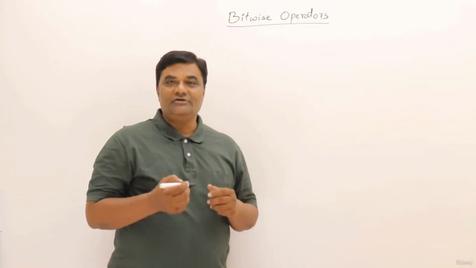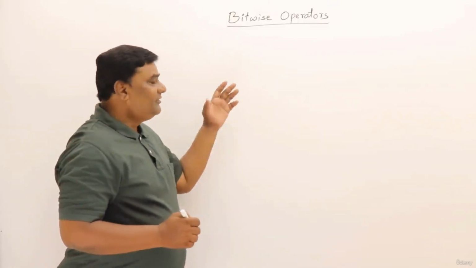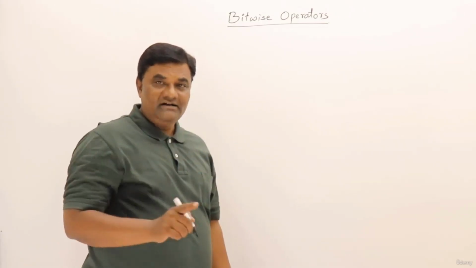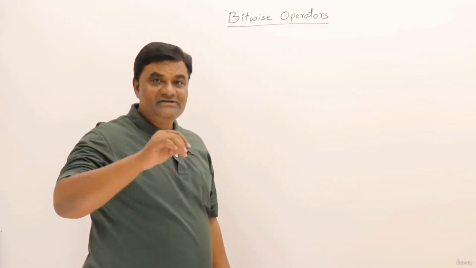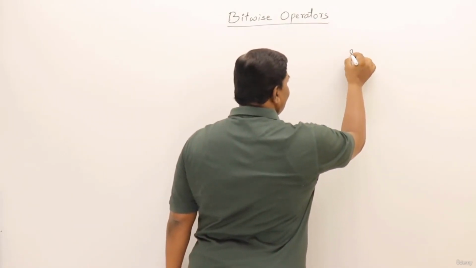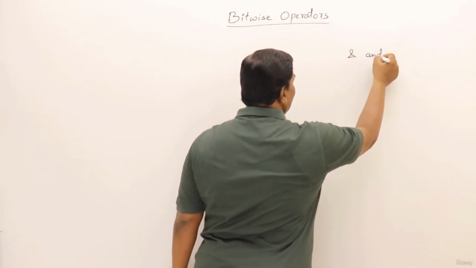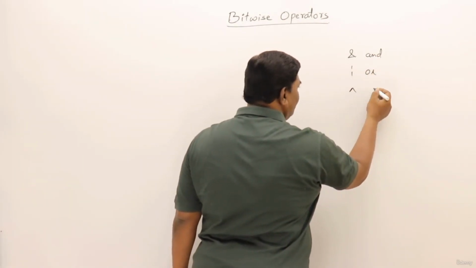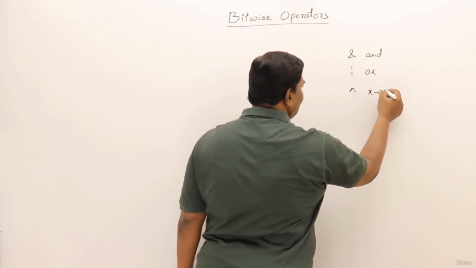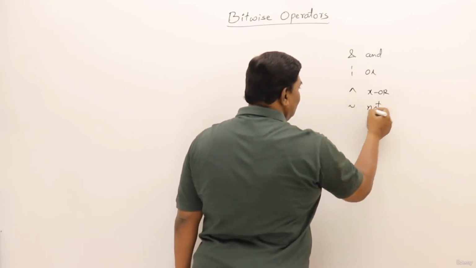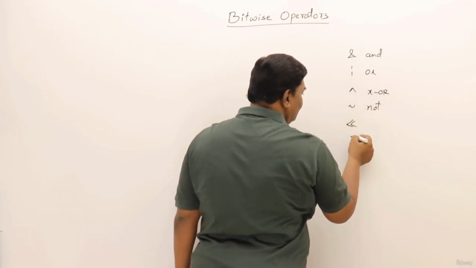Bitwise operators, this is one of the interesting topics. These operations are performed on the bits of the data, not on the whole data as a single unit, but on the bits of the data. Let us see what operations are available: bitwise AND, bitwise OR, bitwise XOR, bitwise NOT, left shift and right shift.